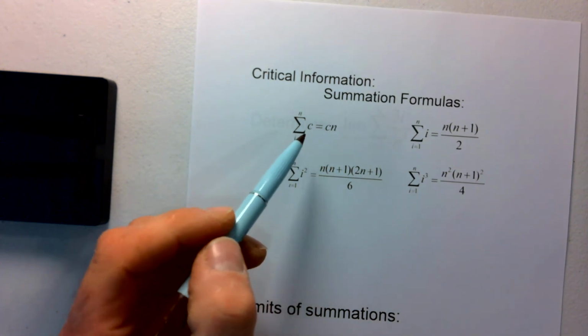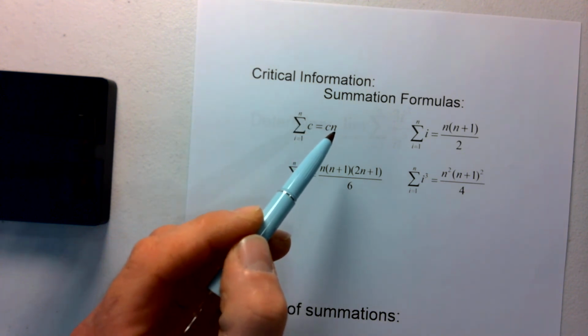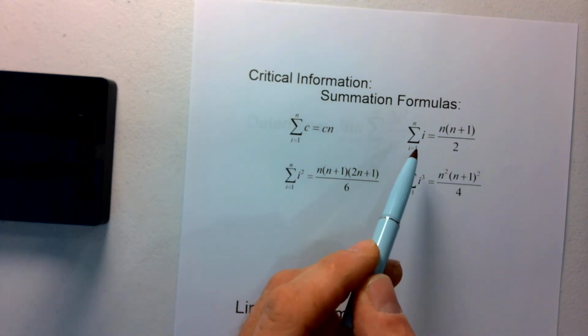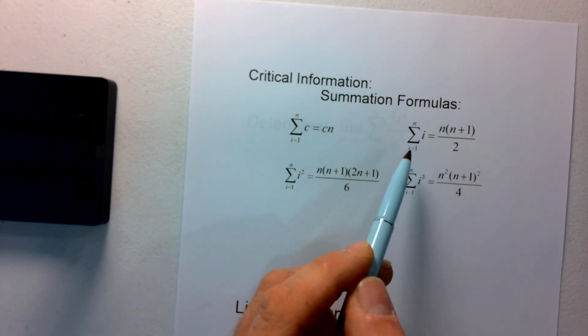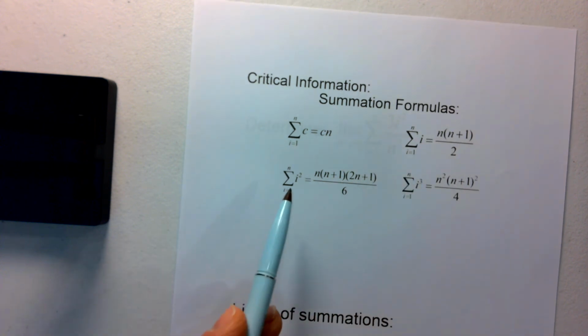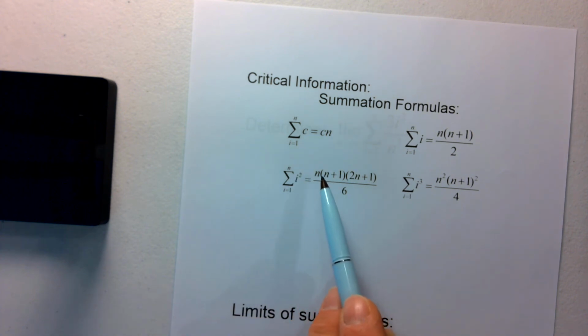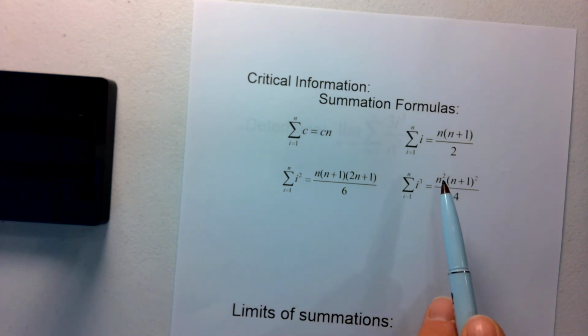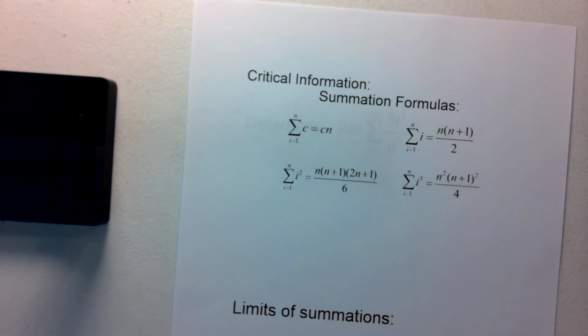We saw these last year in pre-calculus as well. If I had the sum from 1 to n of any constant, it equals the constant times n. If I go from 1 to n of i, where i is what we start with, then we have n times n plus 1 over 2. If it happens that we have i squared from 1 to n, then we have n times n plus 1 times 2n plus 1 over 6. And i cubed is n squared times n plus 1 squared over 4. These are generally the ones that we are going to use, the ones we studied last year, because we're going to study them again this year.